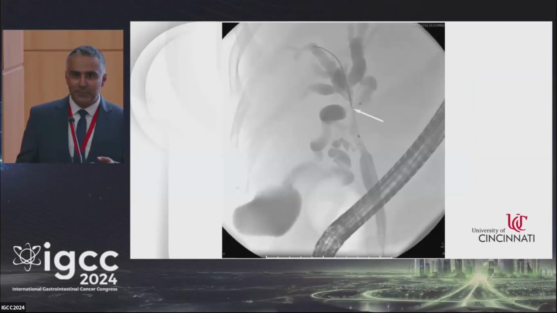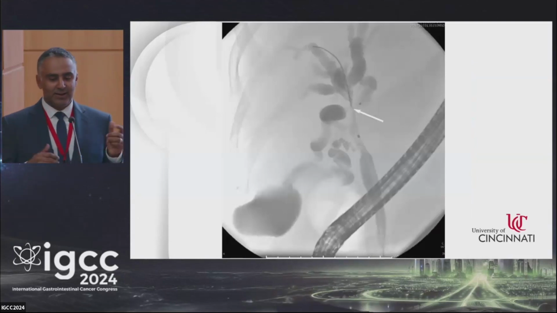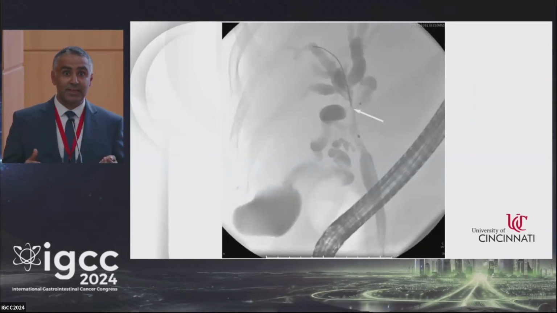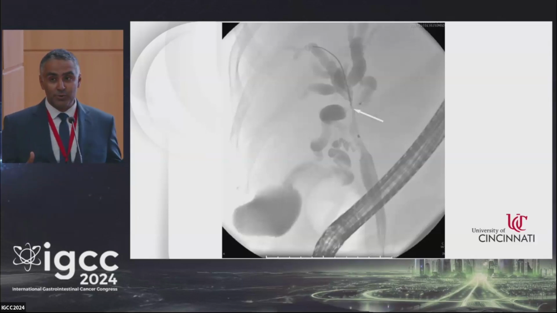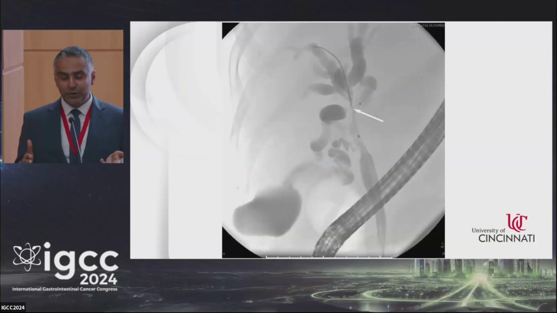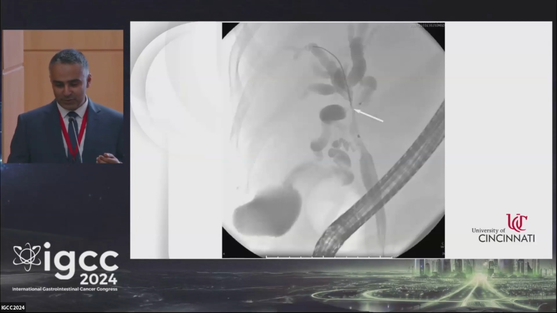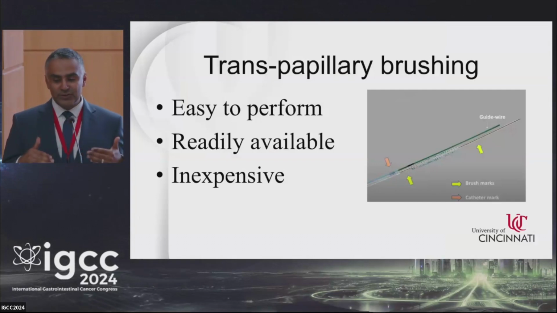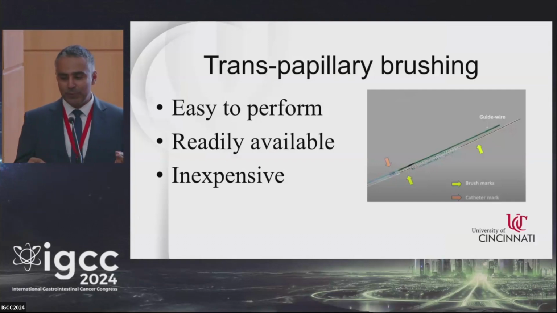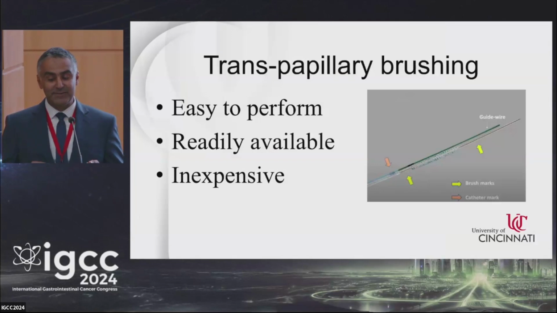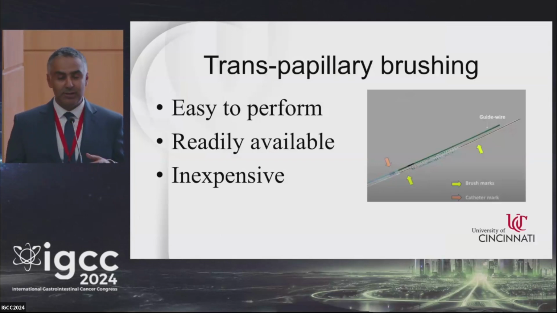We switched to ERCP, cannulated, and got a cholangiogram, which basically confirmed what the MRI showed, a perihilar stricture. Once this is confirmed, the next step is to obtain samples from that stricture. The first option that we still perform as a standard of care is biliary brushings for cytology.